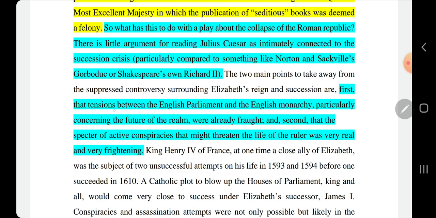First, the tensions between the English Parliament and the English monarchy, particularly concerning the future of the realm, were already fraught. So, do you see here, student? Do you see the connection between our play and the history at that time? There were tensions between the English Parliament and the English monarchy. This is actually going to happen in our play. There will be a tension between the characters regarding the monarchy and the republic. So this is exactly the first reason.